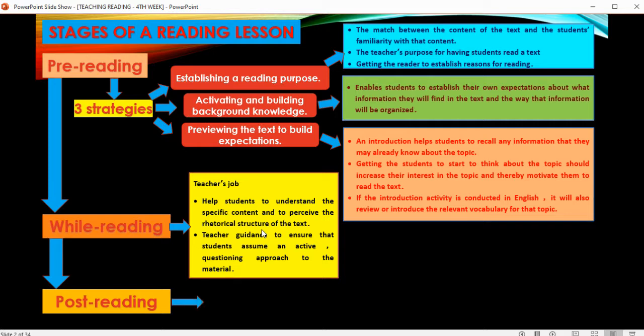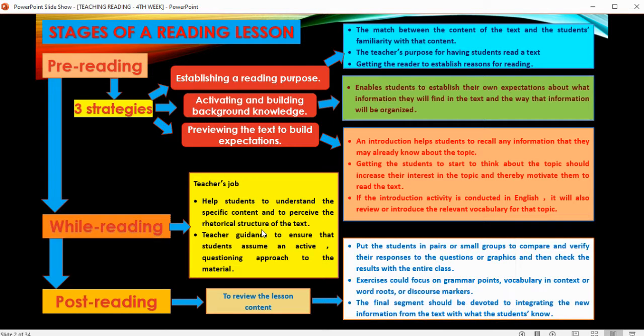Then finally we have the third stage, that is the post-reading stage. This is focused to review the lesson content. So here we are going to put students in groups or pairs and verify their responses to the questions or graphics, and then check the results with the entire class. So the exercises here could be focused on grammar points, vocabulary context, word roots, or discourse markers.